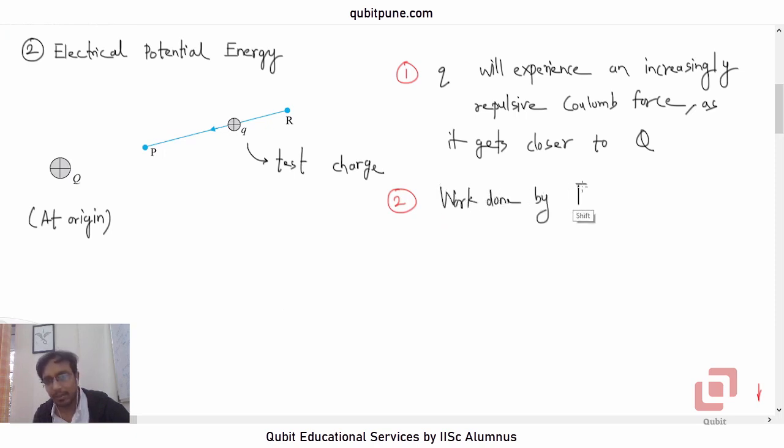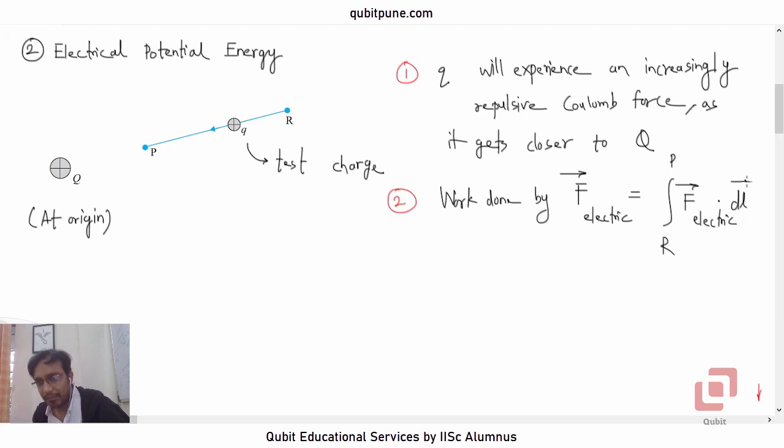Okay, so work done by electric force, work done by F electric, what will it be? The work done by F electric will be integral from R to P. Now please note that when I say R and P here, I don't mean these letters R and P, or even the points. By that I mean the position vectors of R and P. F electric dot dl bar. Okay, this is the work done by F electric.